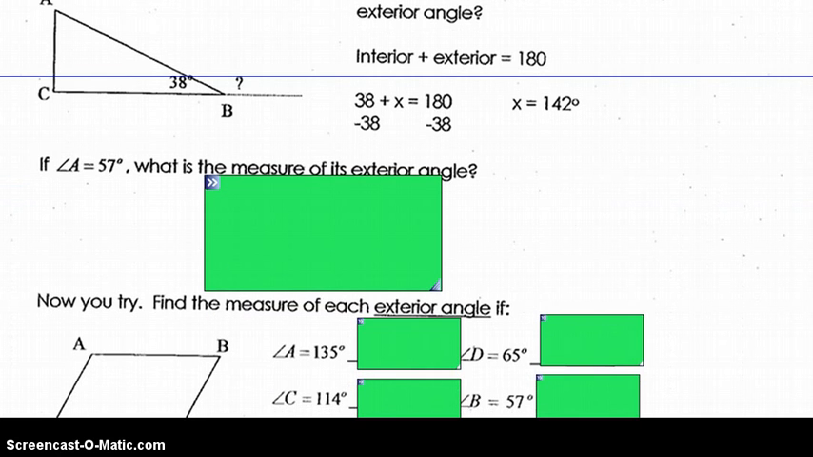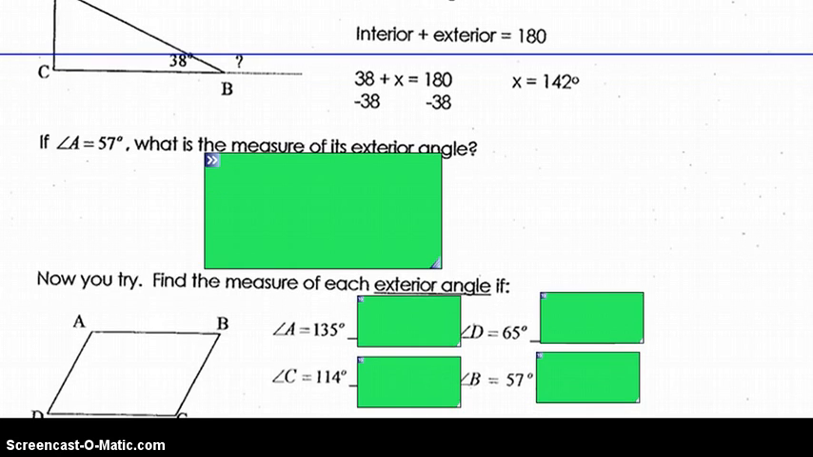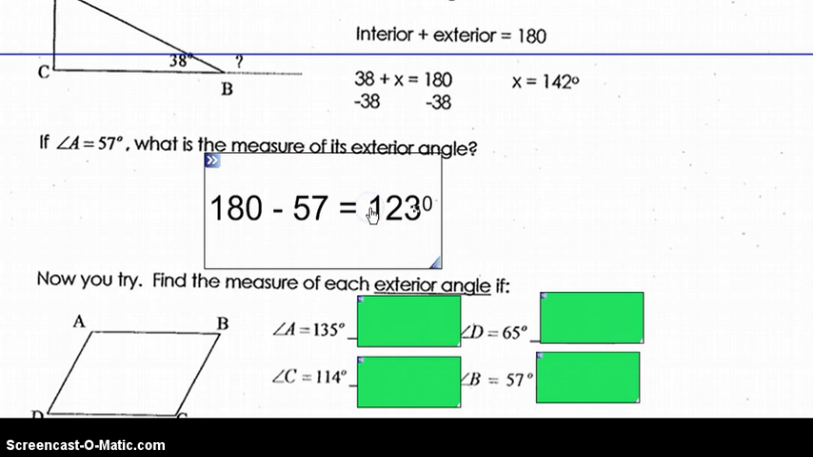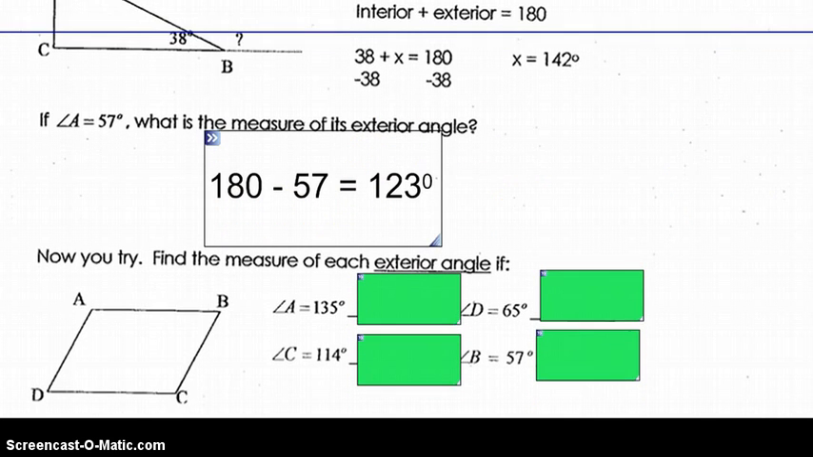So for this next question, if angle A were to equal 57 degrees, what is the measure of its exterior angle? I want you to pause the video and then press play to check your answer. If angle A is 57 degrees, the exterior will be supplementary to it. So you take 180 minus 57 to get 123 degrees.